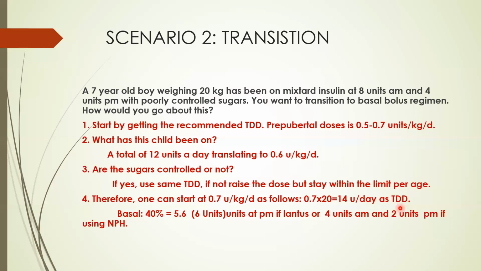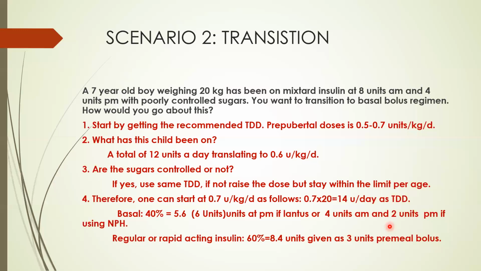And then remember our basal is either 40% or 50%. So assuming you're using 40%, then it means this child will get 6 units as the basal insulin. That is Lantus if you're using it. If you're using NPH, then you'll have to divide these 6 units into 4 units in the morning and 2 units in the evening. And then the balance, which is 8.4 units, roughly 9 units, should be given in 3 pre-meal boluses. So that translates to 3 units TDS as pre-meal bolus. And I hope we have followed up. We have actually tracked this.